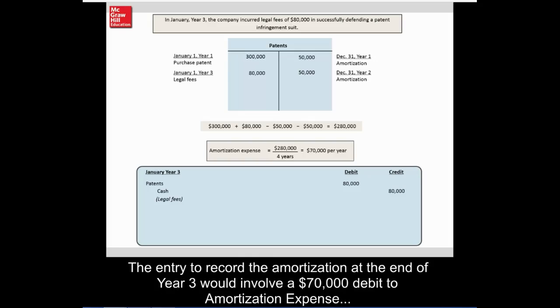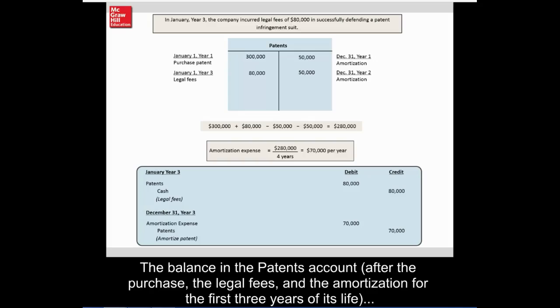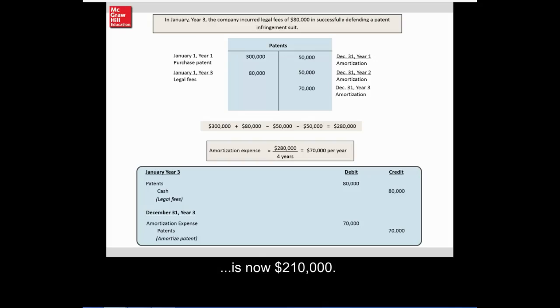The entry to record the amortization at the end of year 3 would involve a $70,000 debit to amortization expense and a $70,000 credit to patents. The balance in the patent's account, after the purchase, the legal fees, and the amortization for the first 3 years of its life, is now $210,000.